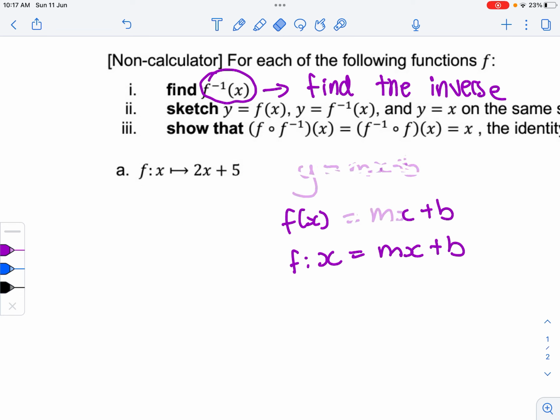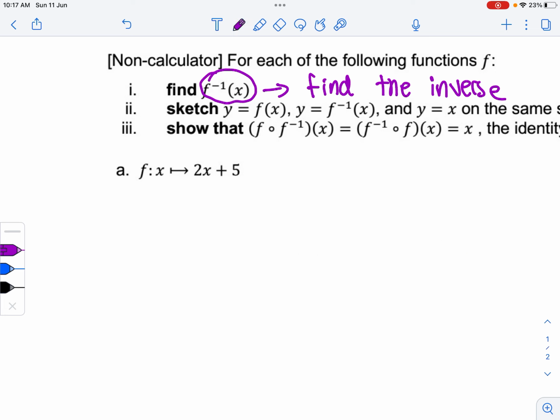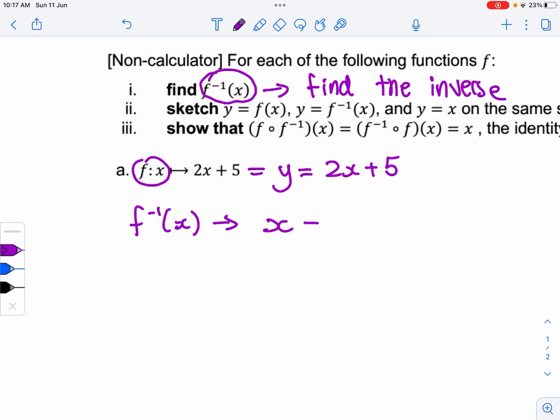Whenever we find the inverse, we want to first switch the x and the y. So let me rewrite this as y equals 2x plus 5. When we want to find the inverse, we know that this is f of x. Now we want f inverse of x. That would be equal to x equals 2y plus 5. Now you notice that I switched the x and y because that's the first step that we need to do in order to find the inverse.